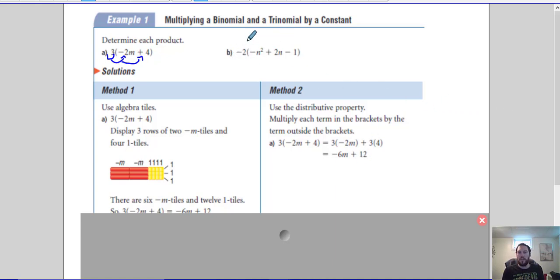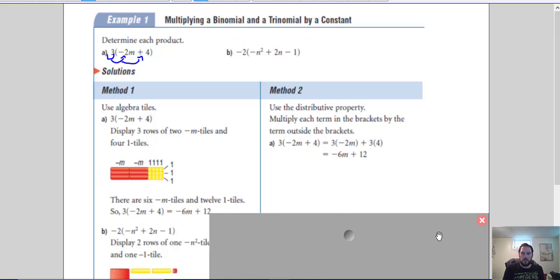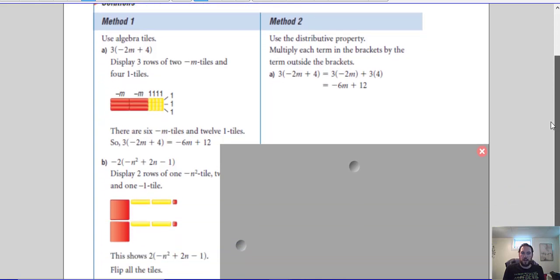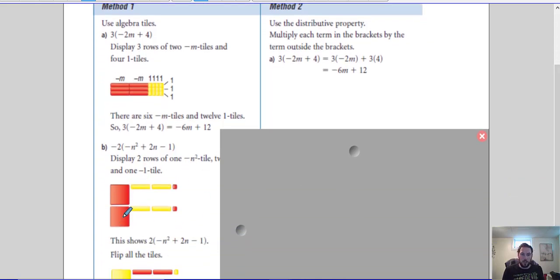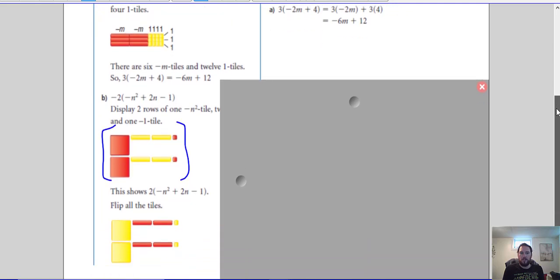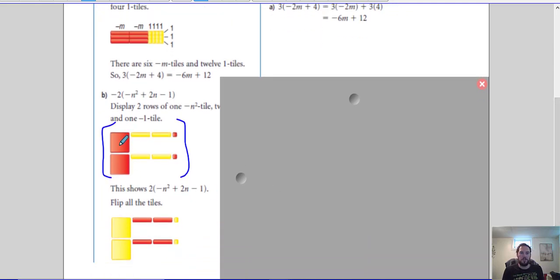Question B, same thing. If I wanted to do this by using my algebra tiles, it is a little bit trickier because of that negative. We take that negative n squared plus 2n minus 1, and we multiply it by negative 2 by first multiplying it by 2. So we'll write it down 2 times right here. But then because the 2 is negative, we multiply the negative n as well, and all that does is flip the color. So these negatives become positives, and these positives become negatives. Now if I have this, I can add them up, and I see that I get 2n squared minus 4n plus 2.